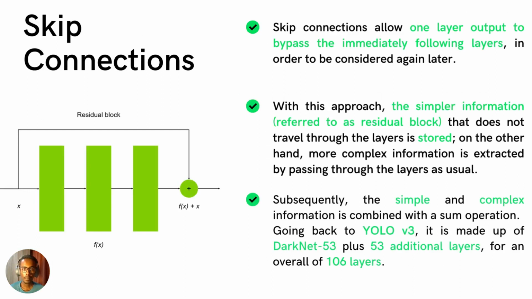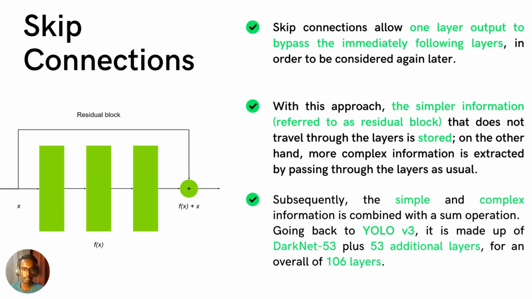So skip connections allow one layer output to bypass the immediately following layers in order to be considered again later. As we can see from the image, if we have an input of X, we can just directly pass that input information. And on the second partition, we're going to pass it through multiple convolutions.